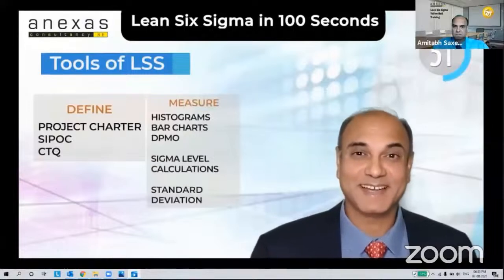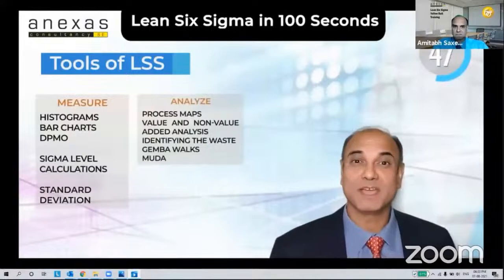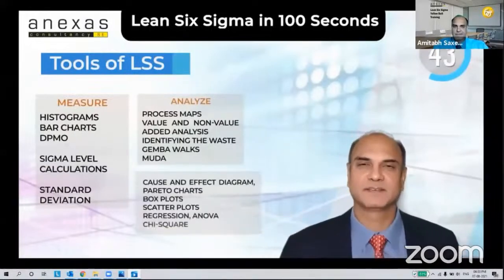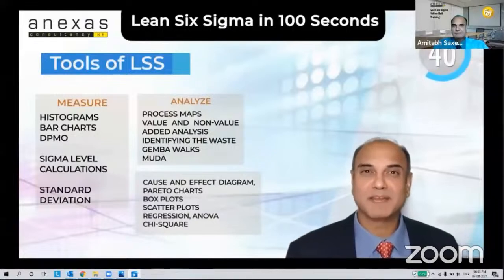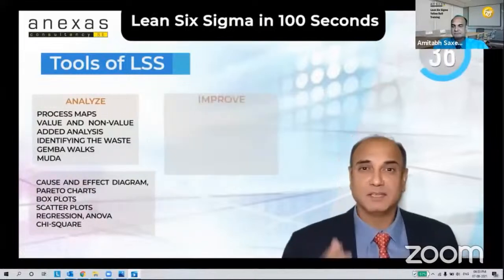In define phase, we set the direction for improvement by writing a problem and goal statement and forming a project team. In measure, we collect the data and understand how the process is performing. In analyze, we analyze the root causes, we map the process, identify the waste, use cause and effect diagram, Pareto analysis, graphical analysis, and hypothesis tests.